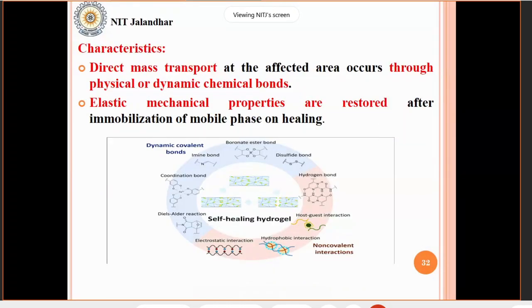Characteristics of some such materials: when such materials are applied, you'll find that direct mass transport at the affected area occurs, through the physical and dynamic chemical bonds. That's again a characteristic of such materials, and you'll find that the elastic mechanical properties are restored. So that's again a characteristic of such materials.